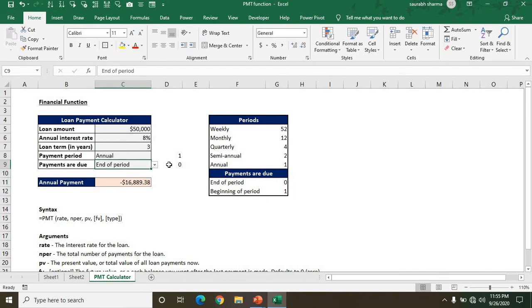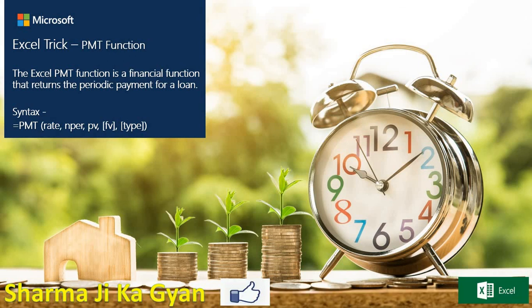And also for the beginning of the period and the end of the period, you don't need to do anything. You only need to change this value and the annual payment will change automatically. So this is the PMT function, very useful for calculating the EMI amount. I will share the path, and you can download this PMT calculator from that particular path.